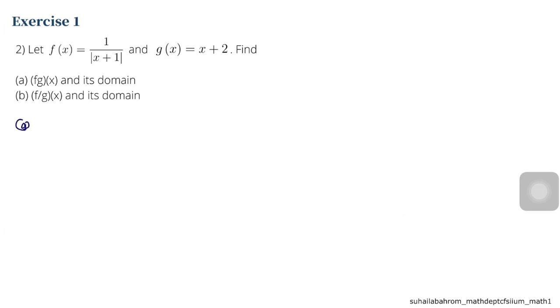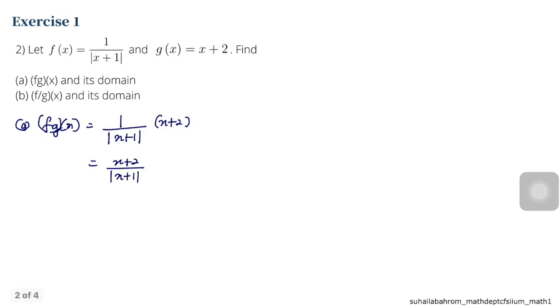So we want to find out fg(x), which is the product between two functions. So fg(x) is equivalent to 1 over modulus of x plus 1 times x plus 2. So we can just write it down like this, or we can just put it as x plus 2 over the modulus of x plus 1.